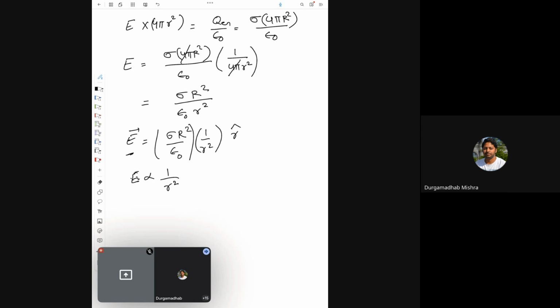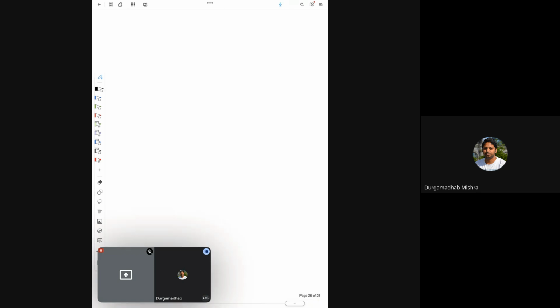Now, what about inside the shell? What will be the electric field? I'll take something like this. Somewhere, this is my point P prime, and I want to find the electric field inside. Take the Gaussian surface again as a sphere because of the symmetry of the problem. That is why we take the Gaussian surface as a sphere, a spherical shell. So this is what we have.